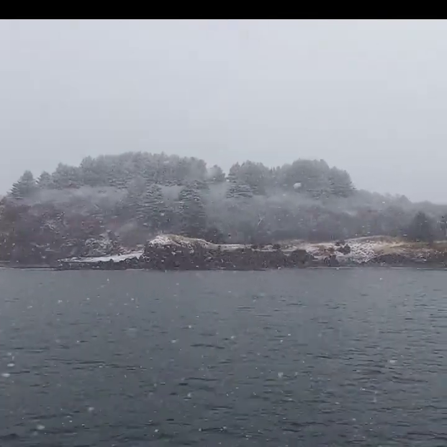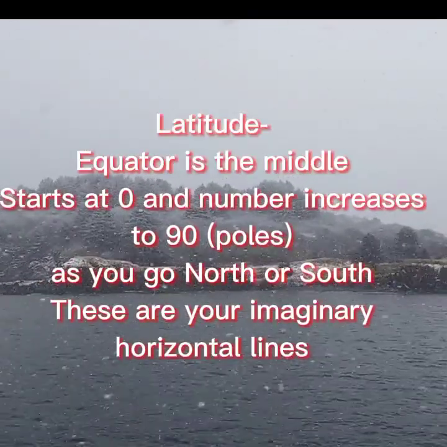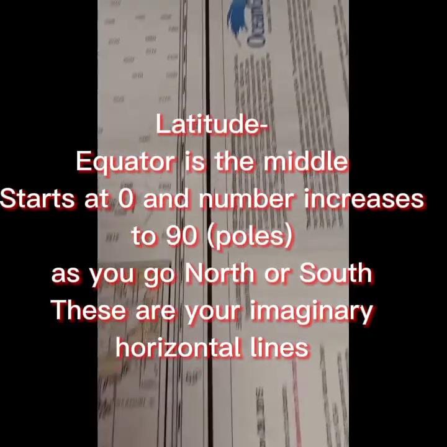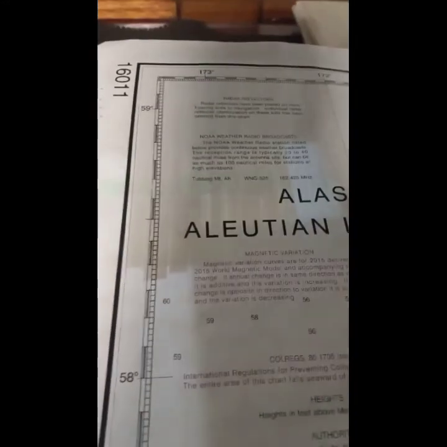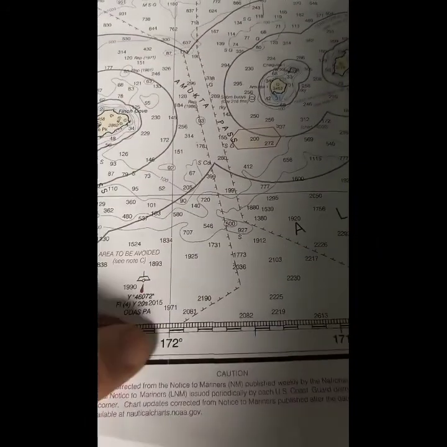Okay, to find out where we are on a chart, we use latitude and longitude. Latitude starts at the equator, which is 0, and that's the middle of the Earth, and it goes to 90 degrees north, which is the North Pole, or 90 degrees south, which is the South Pole. Longitude lines are imaginary lines that run east or west of the prime meridian, which runs through Greenwich, England, and they're vertical, up and down lines that meet at the north and south poles. Okay, here is an example of a longitude line.